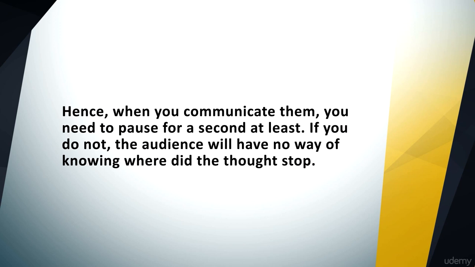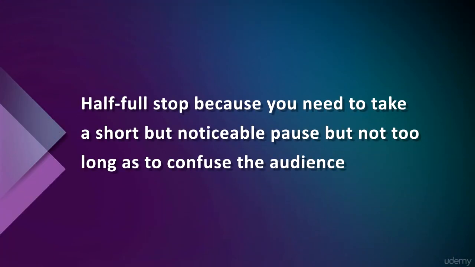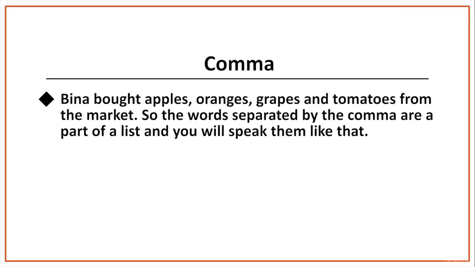Next to this is a comma. This is what we call a half full stop and a connector. Half full stop because you need to take a short but noticeable pause, not too long as to confuse the audience. But in this part, also a comma marks a connection between the words you have used. For example, Bina brought apples, oranges, grapes, and tomatoes from the market. So the words separated by the comma are a part of a list and you will speak them like that.